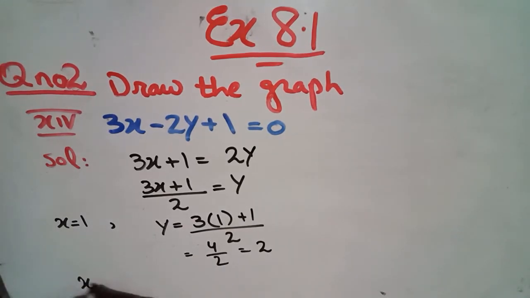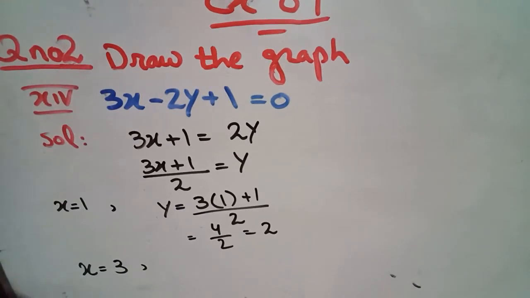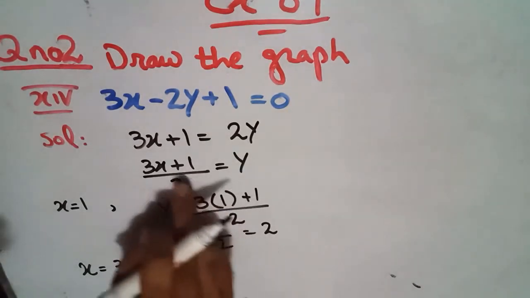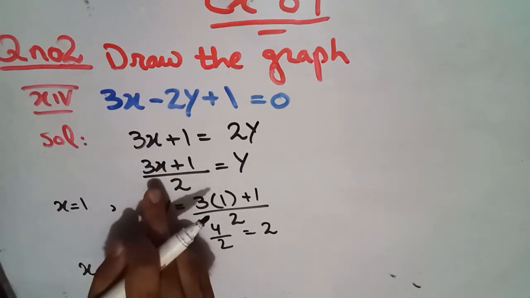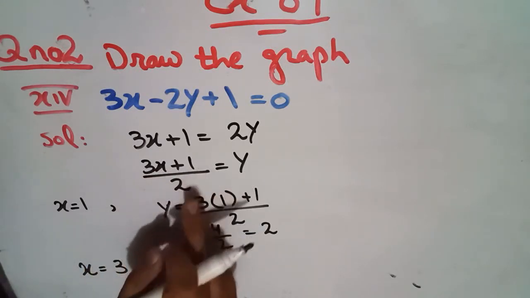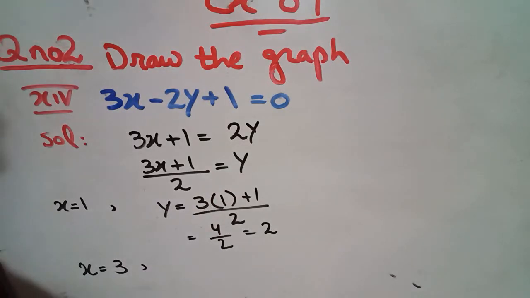Similarly, when x is equal to, suppose, 3. Why am I not taking x is equal to 2? Because when you take x is equal to 2, 3 twos are 6, 6 and 1 is 7, 7 by 2, and the value of y will be in decimal or in fraction. So it will be difficult for you to represent that value on the line. So I am suggesting that you concern yourself with whole values.